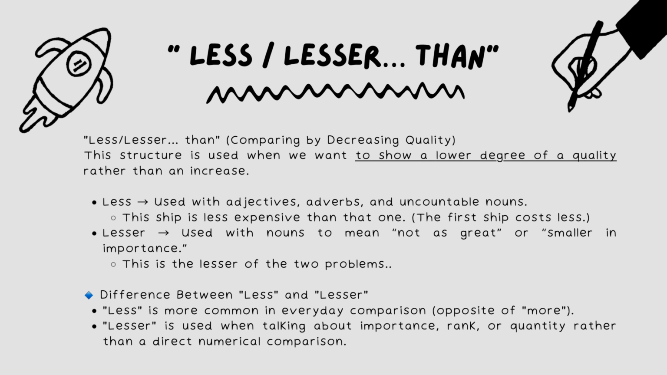This structure is used when we want to show a lower degree of a quality rather than an increase. Less is used with adjectives, adverbs, and uncountable nouns. The ship is less expensive than that one. The explanation is, the first ship costs less. Lesser is used with nouns to mean not as great or smaller in importance. This is the lesser of the two problems.